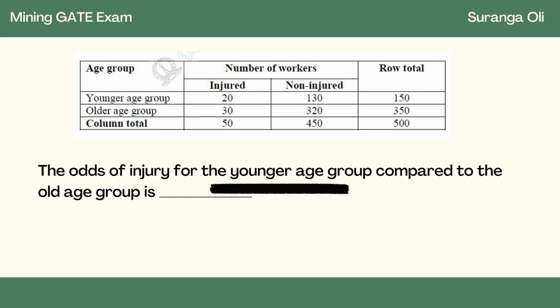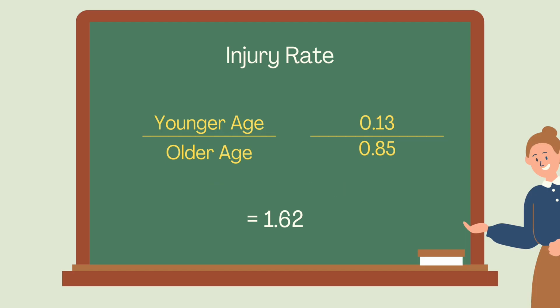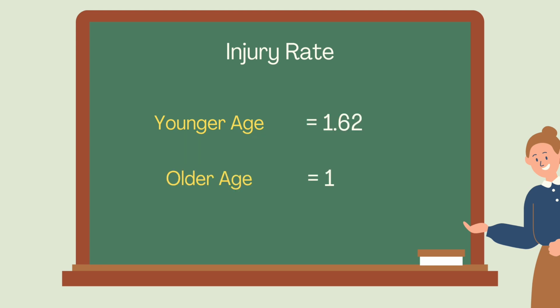They asked us to compare the older age with the younger age. So we divide the younger age injury rate by the older age injury rate. On solving, we are getting 1.62. What it means is that for every one person injured in the older age group, there is a chance that 1.62% will be injured in the younger age group.